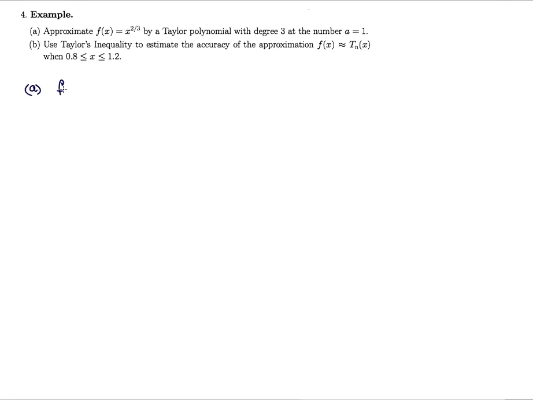So in our first case, we've got a function f of x equals x to the 2/3. And this is asking us to find the Taylor polynomial with degree 3 centered at a equals 1. So let's find the third degree Taylor polynomial. Okay, to do this, recall, since we're finding the third degree Taylor polynomial, we need to know the derivatives up to the third derivative of our function f at the value a.